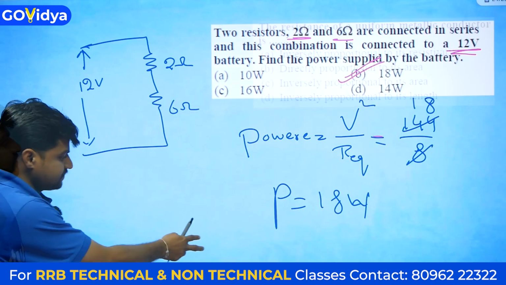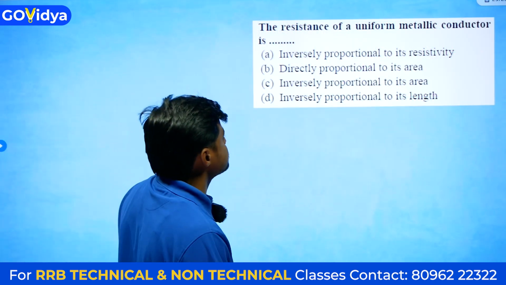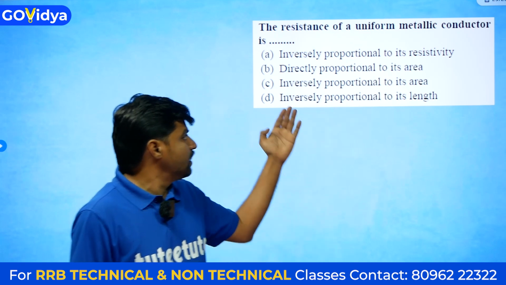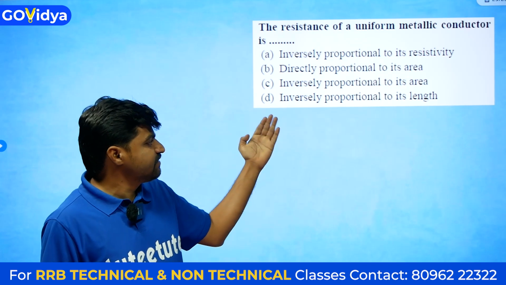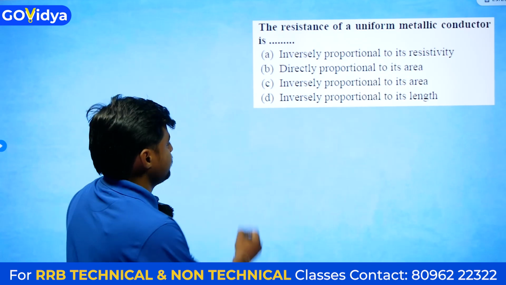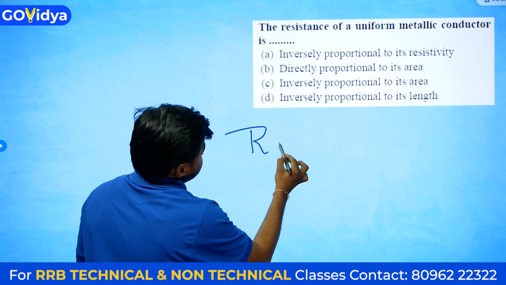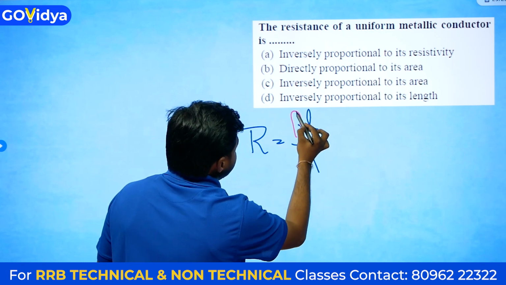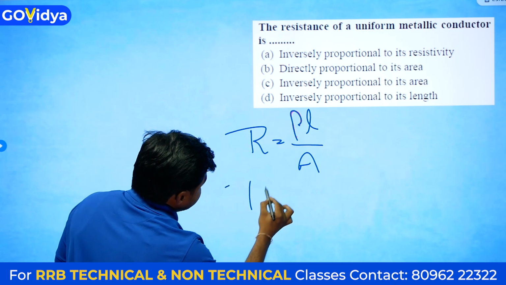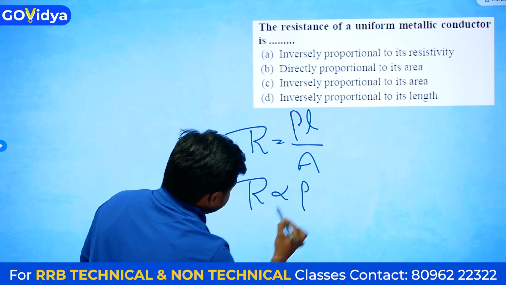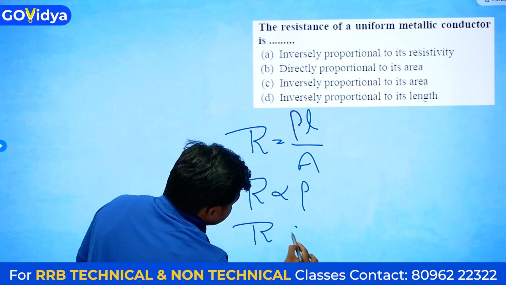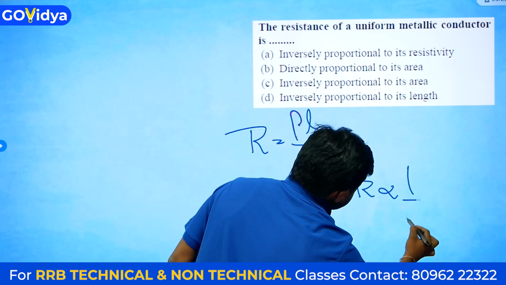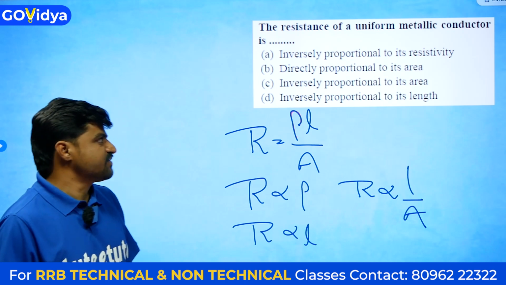Okay, next question. The resistance of a uniform metallic conductor is inversely proportional to its resistivity, directly proportional to its area, or inversely proportional to its area, or inversely proportional to its length. Okay, we know that R is equal to rho L by A. R is directly proportional to its resistivity and R is directly proportional to its length and R is inversely proportional to its area. Okay, we can check options one by one.